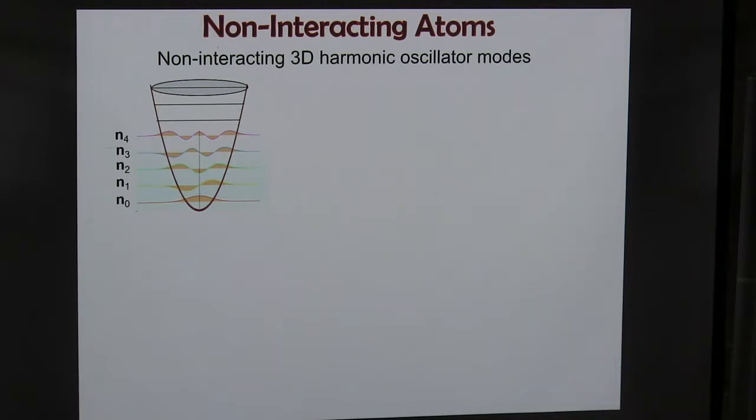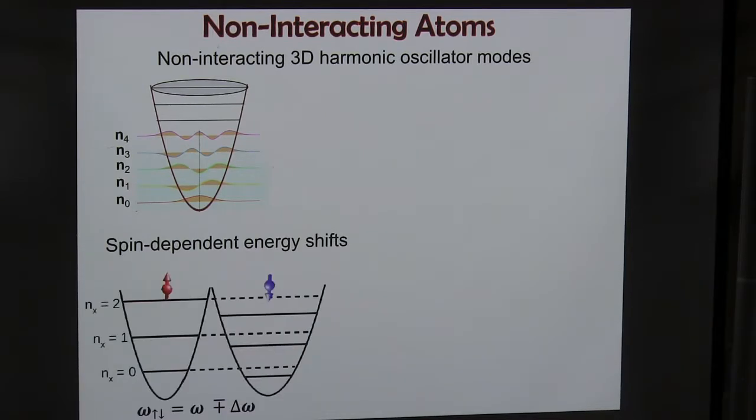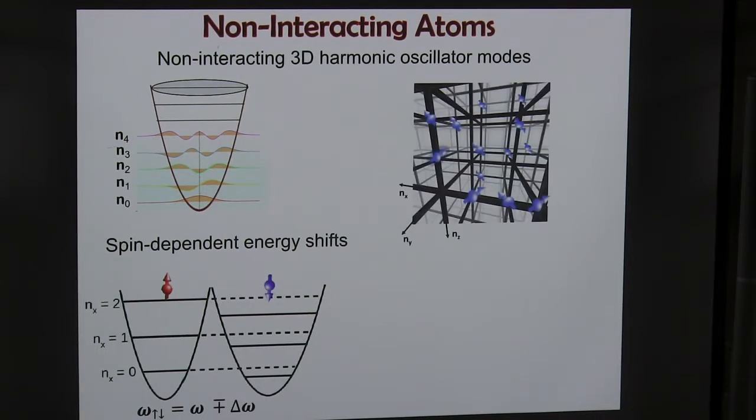Alright, so let me start by discussing the single-particle case. That is the case of a non-interacting gas, where we have the atoms in a 3D harmonic trap. We have the particles populating the non-interacting harmonic oscillator levels. And the point is that because the two states have a slightly different magnetic moment, the curvature of the trap that they experience is slightly different. So it's a common frequency plus or minus delta, different trapping frequencies. And these different trapping frequencies translate into a slight energy difference between the two spin states.